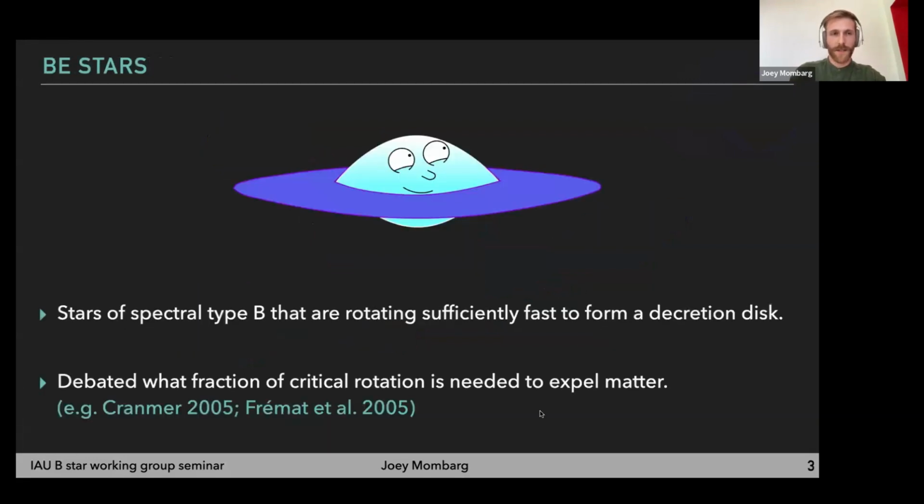So I'll start by giving you my working definition of a BE star, which is a star of spectral type B that rotates sufficiently fast that it can form a decretion disk. It's also debated what fraction of the critical rotation velocity is actually needed to form such a disk. So these are very interesting objects for us to test our current knowledge on how we think the rotation in stars evolves.